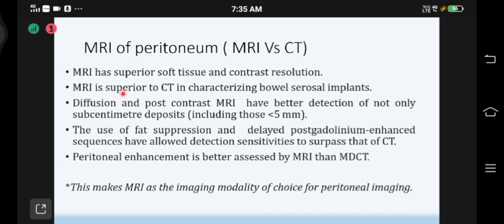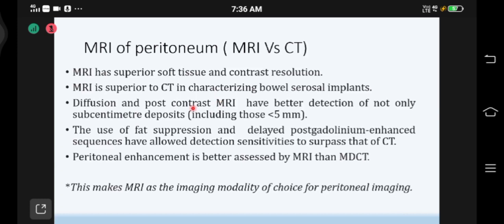Adding to this, MR is superior to CT in characterizing bowel serosal implants. Then we have other tools like much improved high-resolution diffusion weighted sequences. Generally, these look for mitotic activity, cellularity, and restricted diffusion within the lesion. Restricted diffusion is enabled by various b-value images we put: 0, 400, 800, 1200. Even the resolution is maintained with higher b-values, so we have good quality diffusion. This is very sensitive in picking up smaller lesions in the peritoneum.